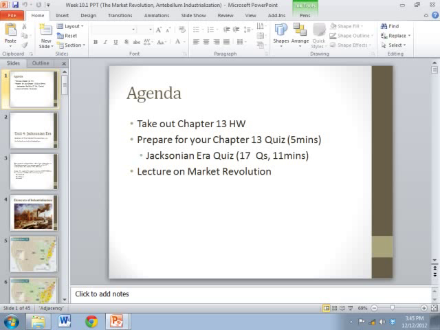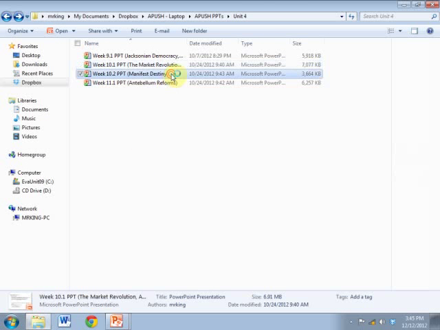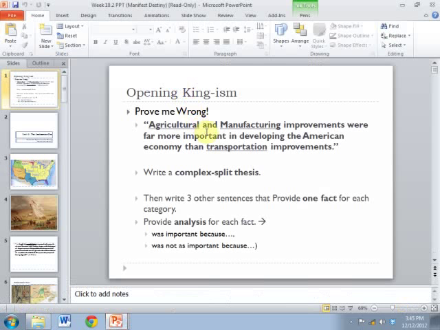This one will also go quickly because you don't have to know most of this. It's expanding. We expanded quite a bit. You should know this automatically is Manifest Destiny, right? Whenever you see this, it's automatically Manifest Destiny.